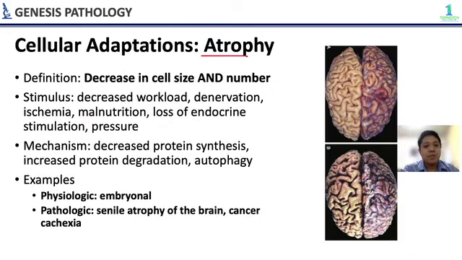Next, we have atrophy, which is a decrease in cell size and number. So if you look at this picture, this is a normal brain, and this is a senile atrophy of the brain. So makikita nyo yung mga spaces in between the gyri, which is called the sulci. Dito, sobrang liit nila, parang pencil lang.